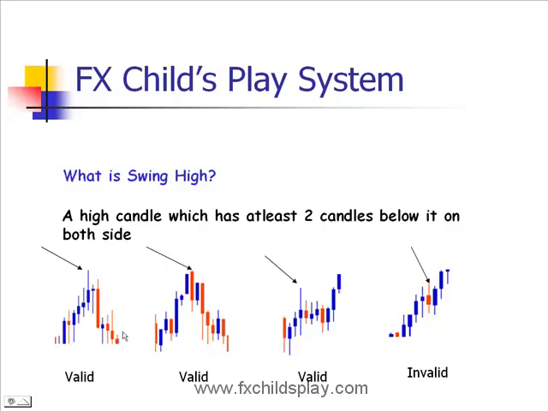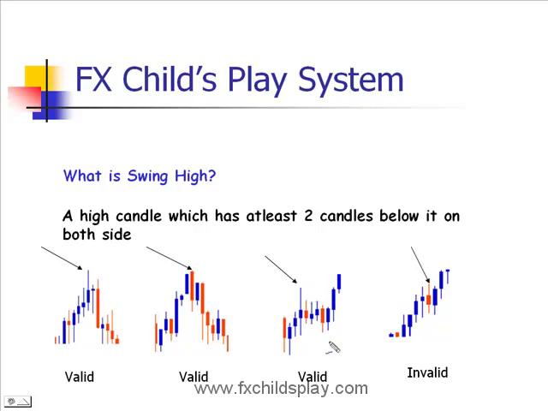Now this also qualifies for a valid swing point. A candle made a high here in this candle and has at least 2 candles which are below it. Here you can see 2 on the left side, 2 on the right side, so it also qualifies for a valid swing point. And here this candle also made a high and has 2 candles on either side, so it also qualifies for a valid swing high point.